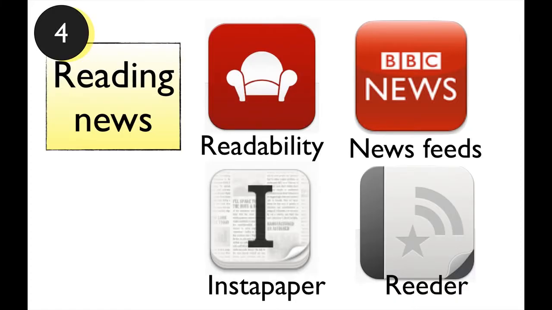So reading news, and this is not news such as newspapers. This is things like blogs or web pages. Readability, for example, turns web pages into a clean view, so you get rid of the ads and all the media that goes with it. It's just the news. Instapaper, you can save web pages for offline reading later.